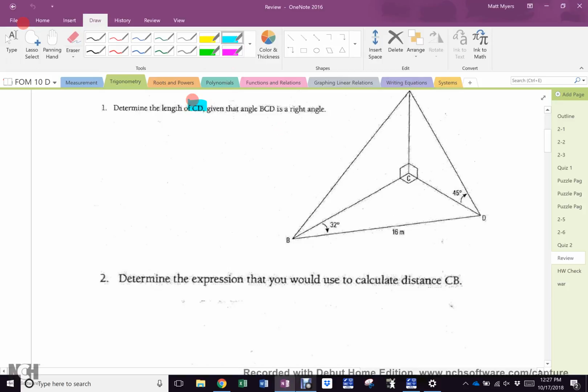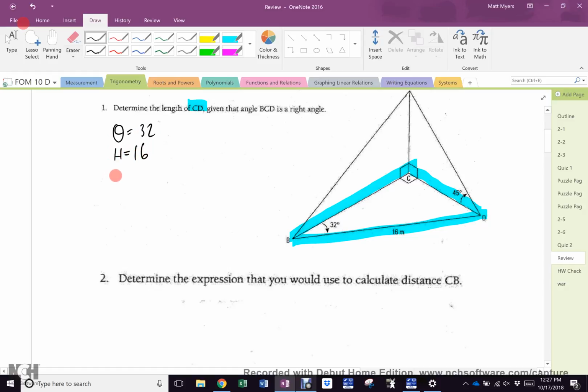I want CD, which is right there, which means I need two pieces of information. Those two pieces of information are only available in this blue triangle. In that blue triangle, do you have a theta? What is it? 32. Do you have anything else? You have a hypotenuse of 16.